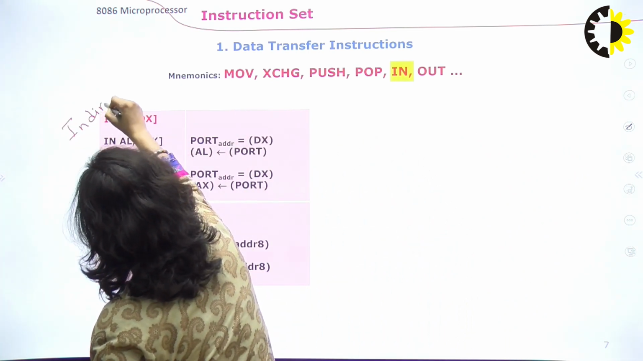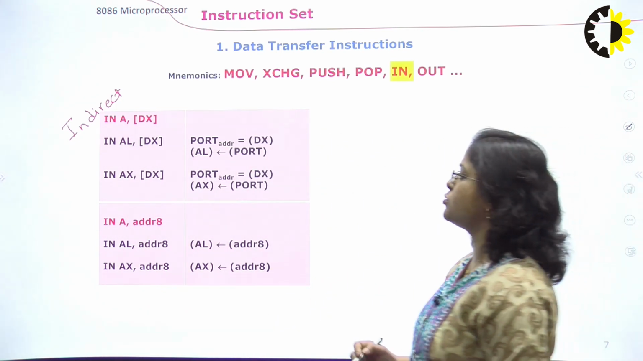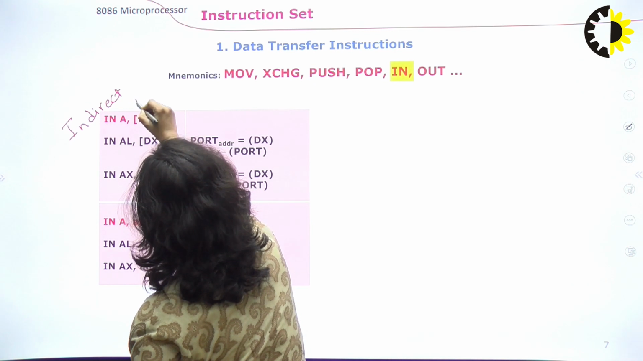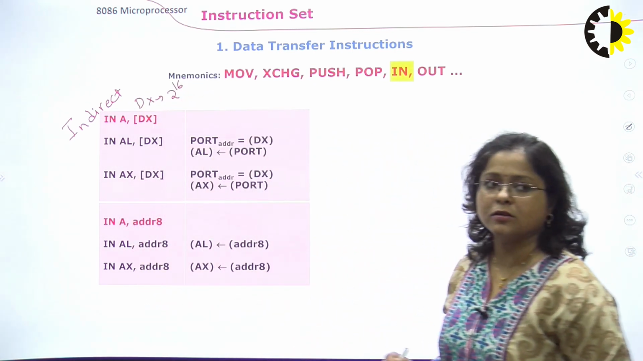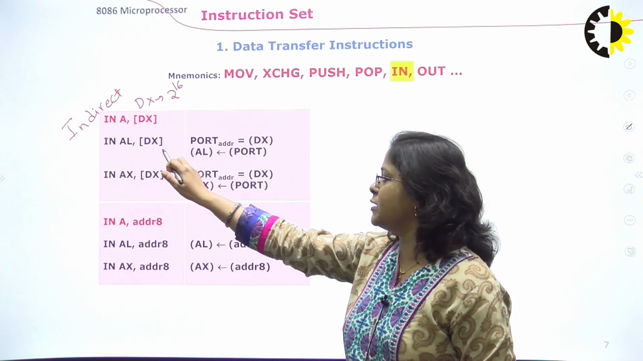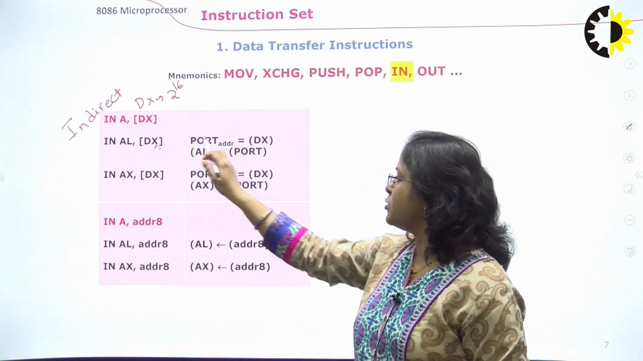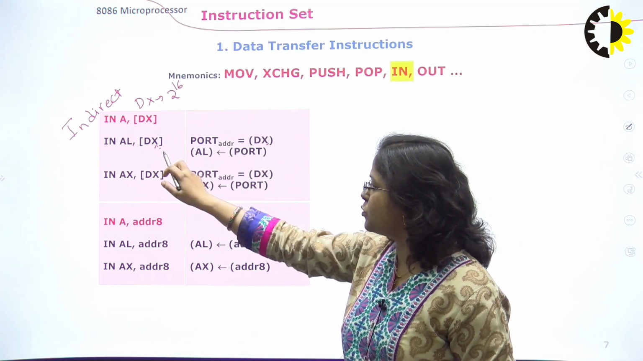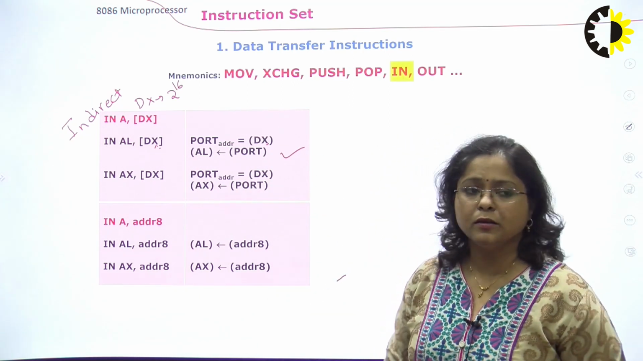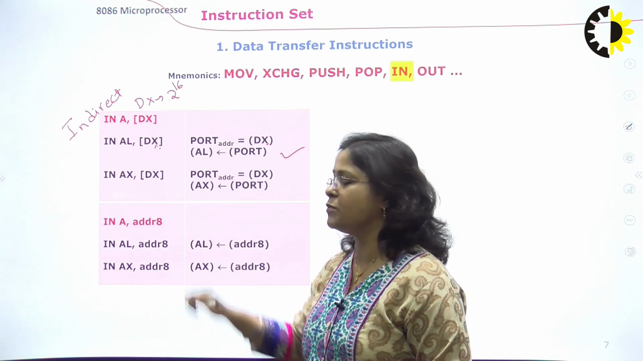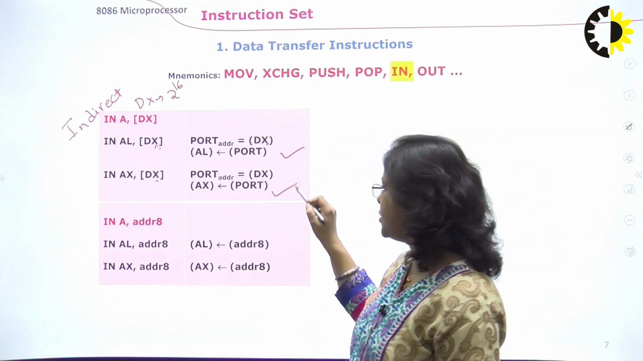The port address is given in the DX register and 2 to the power 16 IO ports can be accessed using the DX register. So IN AL, DX means the address of the port is DX and the value of this port is copied to AL. Similarly, if we write IN AX, DX, then the address is given in DX and address plus 1 values are copied to AX.